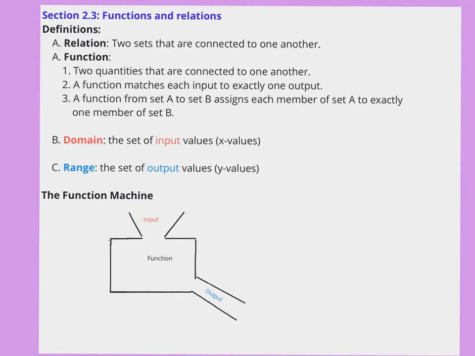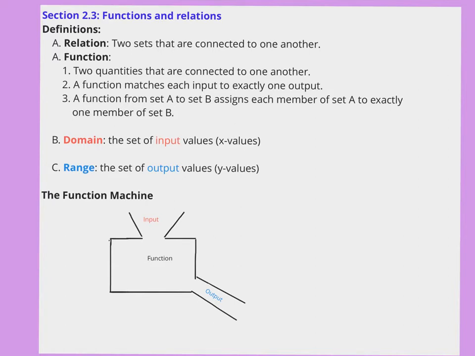In section 2.3, we'll take a look at functions and relations. The definition of a relation is two sets that are connected to one another. The definition of a function is also two sets that are connected to one another, but in a function, each input is mapped to exactly one output. If we're looking at sets, a function from set A to set B assigns each member of the set to exactly one member of the other set.